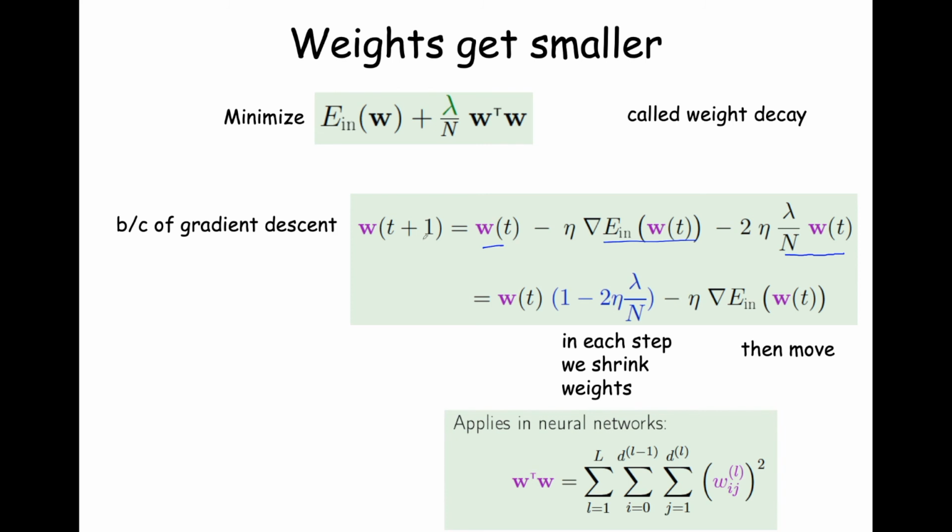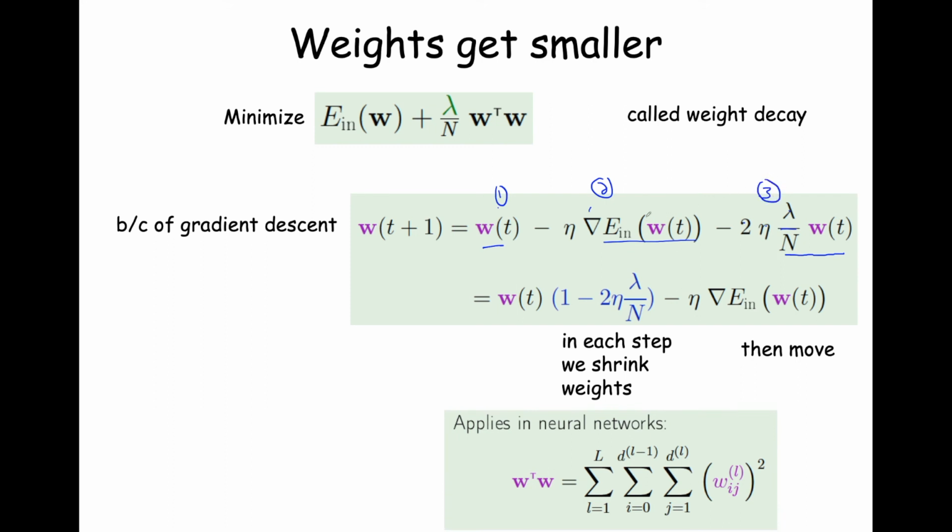So we have W at time step t plus 1 is equal to W at time step t minus the gradient of this expression, right? So we have minus eta times the gradient of E_n, minus eta times 2 lambda upon n, right? That's the gradient of this W transpose W term. So if we take this expression and collect like terms, we have this W_t term, so call that the first term, call that the second term, and we'll call that the third term.